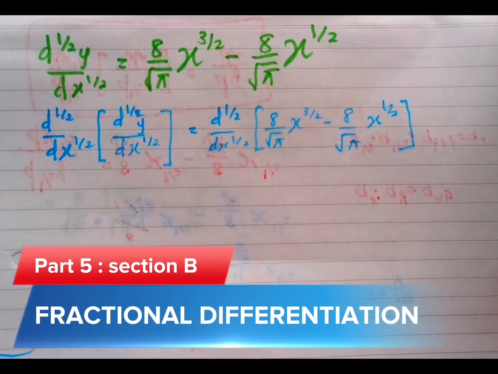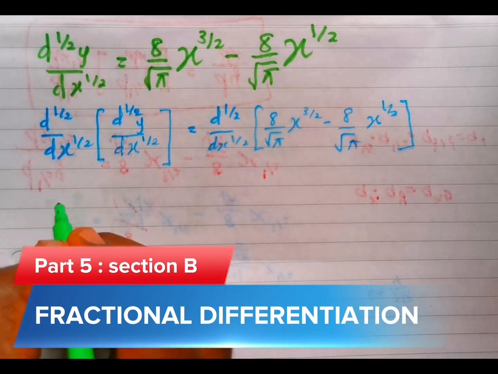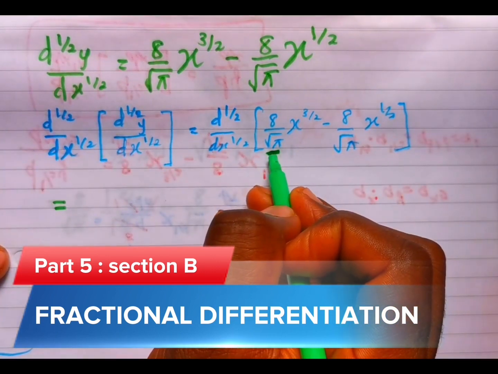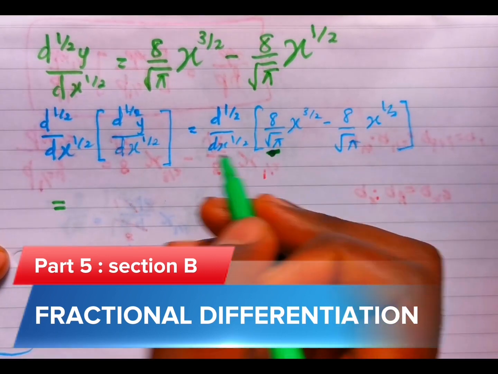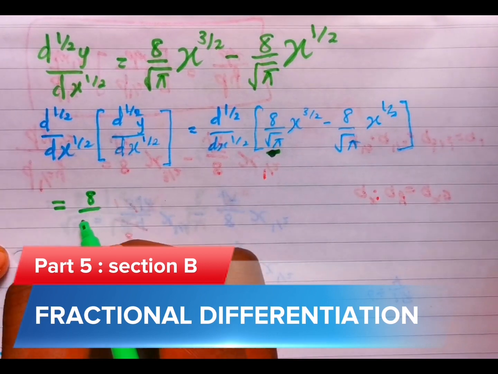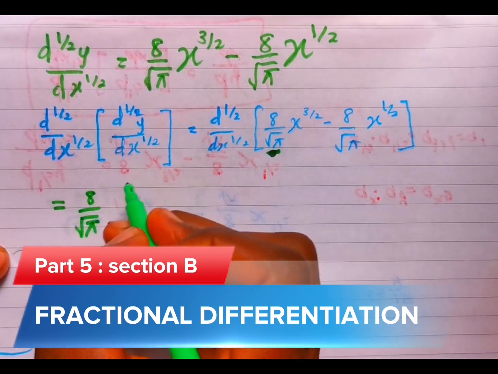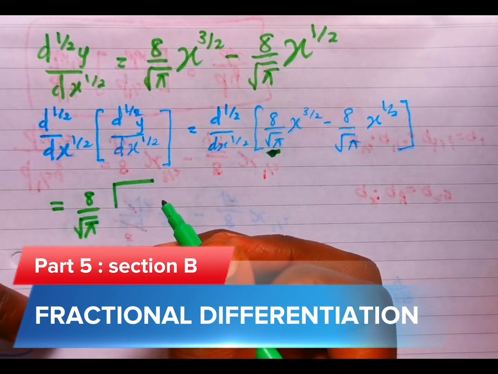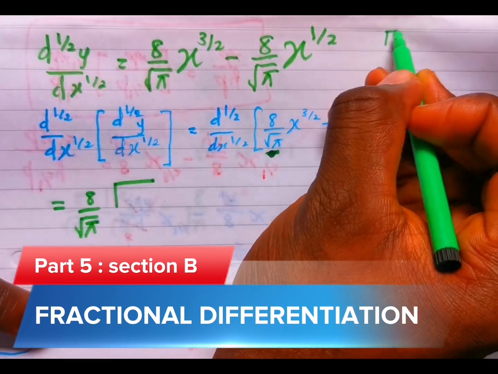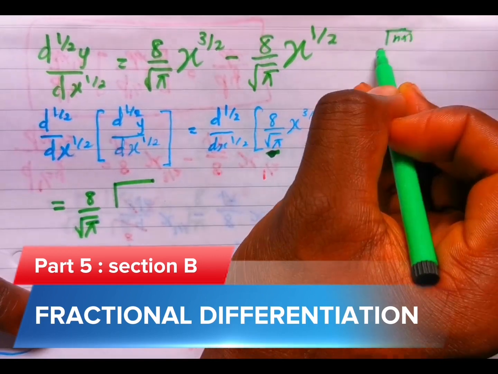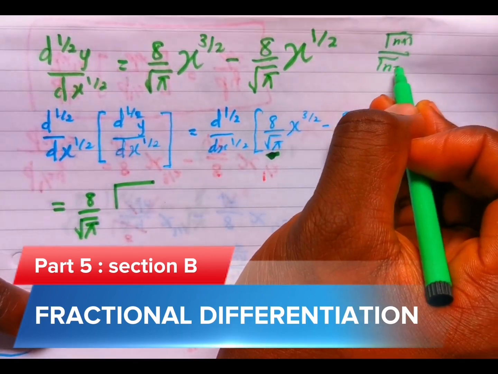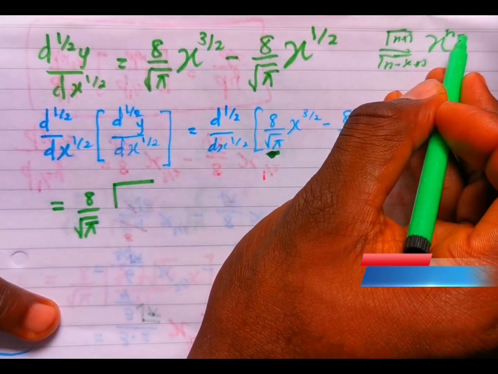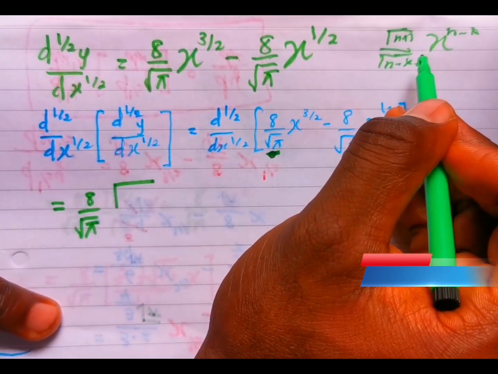So good. This is equal to the constant 8 over the square root of pi. And don't forget that our formula is given as the gamma of n plus 1 over the gamma of n minus k plus 1, then x to the power n minus k. This is the given formula.